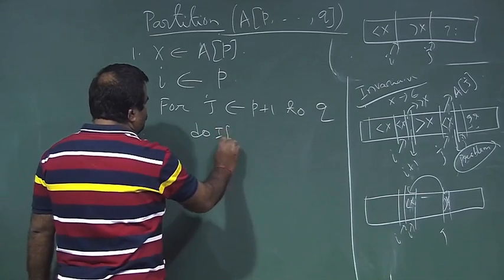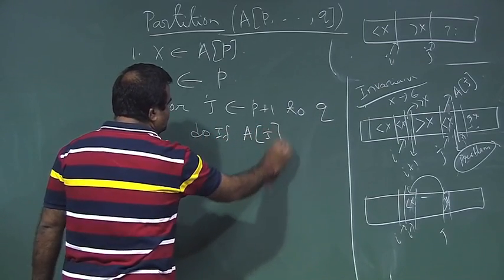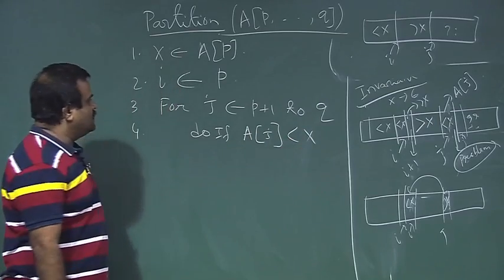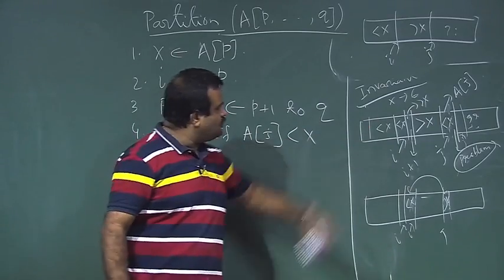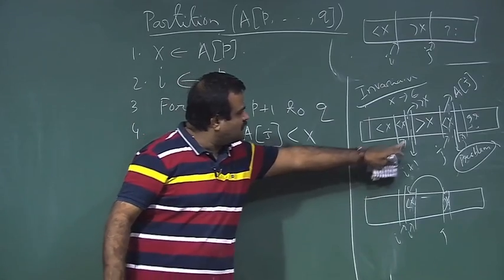Do if aj is less than x. If aj is less than x, then we have to do this. What do we do? We increase i by 1.